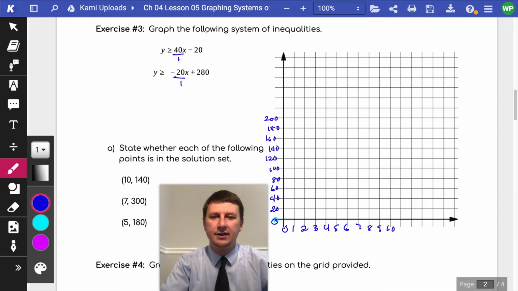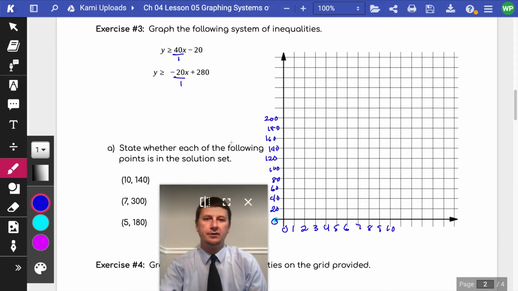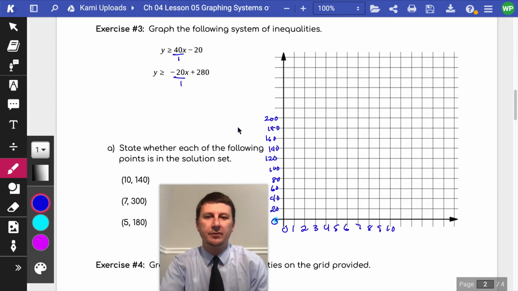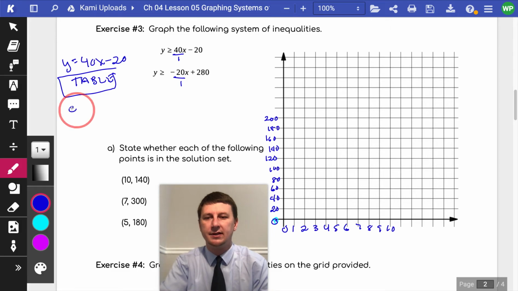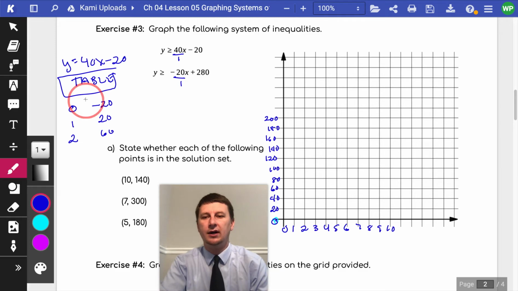This one is going to have a y-intercept at negative 20, but we don't have a negative 20 here. So what you want to do is go to your calculator and put y equals 40x minus 20 into your calculator and pull up your table. When you go to your table, you'll see that, yes, the point 0, negative 20 is there. Then you scroll on down and you'll see that 1 comma 20 is there, 2 comma 60 is there, and so on and so forth.